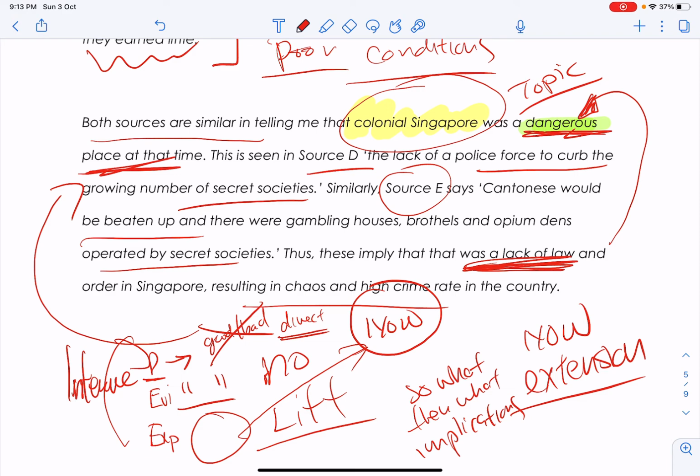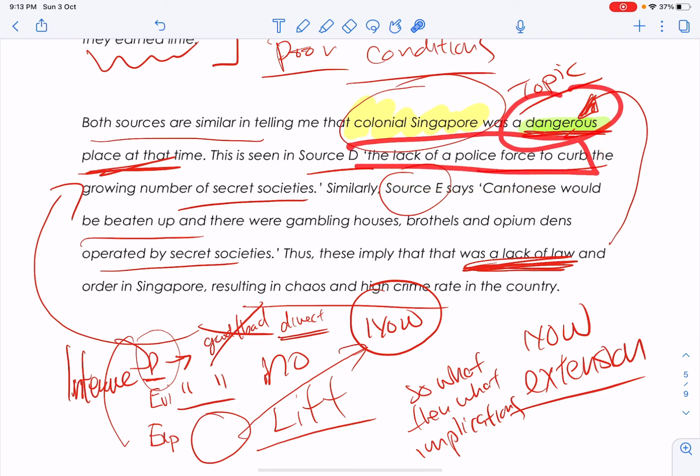You're using your own words to further link the evidence you have written to convince me that the point that you've written at the start is correct. So you have to put in your own words again. For example, this one again, one more time. Lack of police force. So what if there's a lack of police force? How does this link to the idea of danger? Well, lack of police force means that there's a lack of law and order, right?